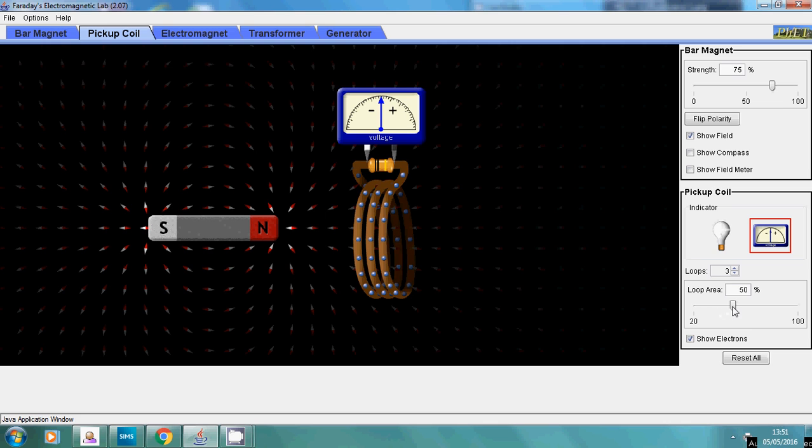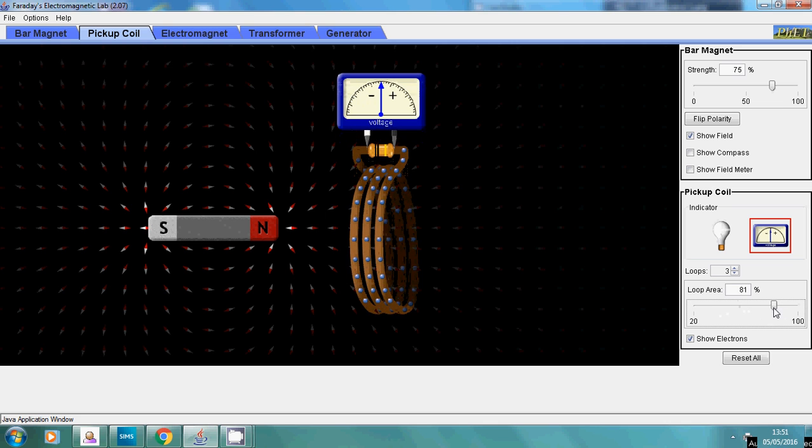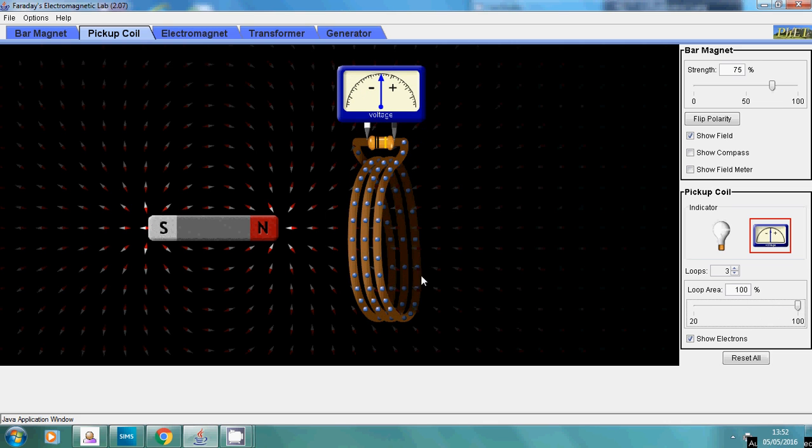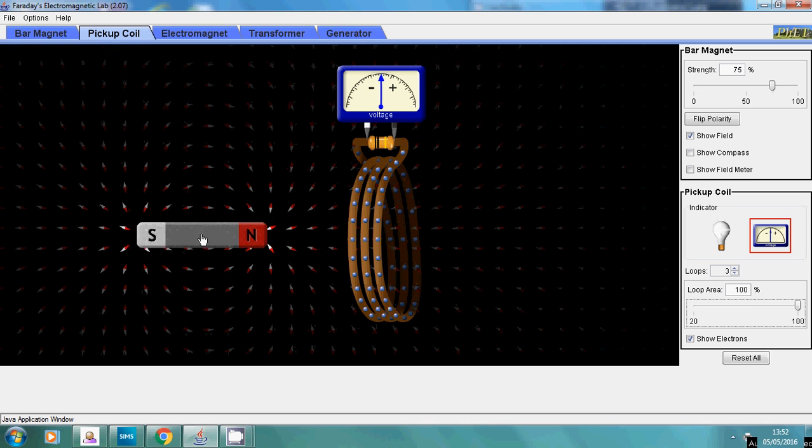The other thing to think about is also the area. If I increase the area of the coil, then you're going to have more of the magnetic field changing inside that coil, which will therefore induce an even higher voltage, as you can see, or even higher EMF. So that's roughly how induction works.